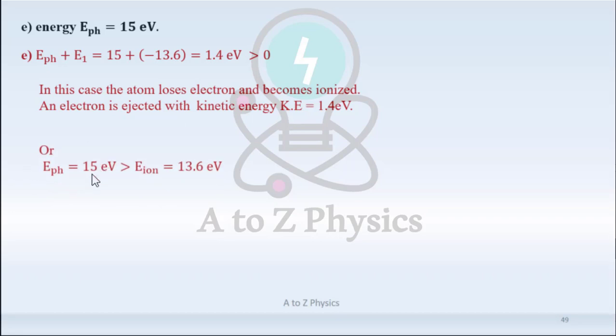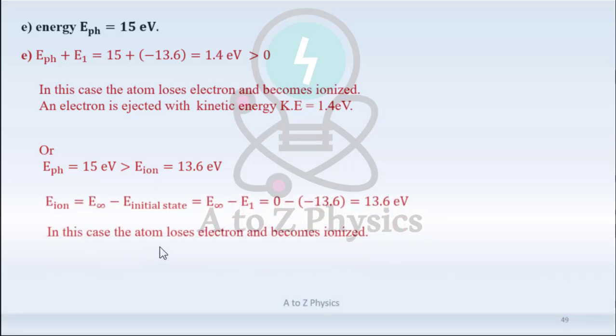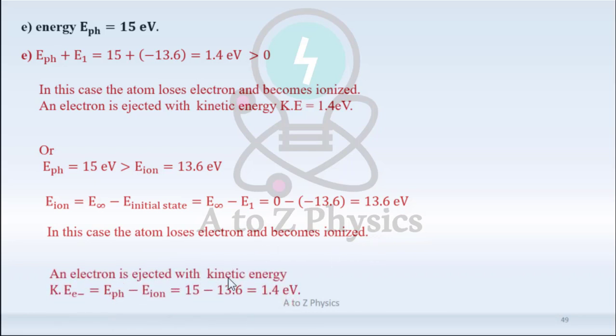Or simply, E photon is greater than the ionization energy, which is equal to 13.6, E infinity minus E1. So in this case, the atom loses an electron and becomes ionized. An electron is ejected with a kinetic energy, which is the difference between E photon and E ionization, equal to 15 minus 13.6, equal to 1.4 electron volt.